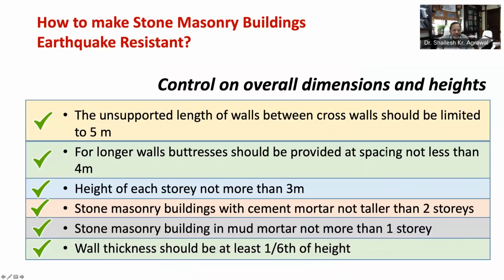The fourth feature is control on overall dimensions and heights. The unsupported length of walls between cross walls should be limited to 5 meter. For longer walls, cross support raised from ground level called buttress should be provided at a spacing not more than 4 meter. The height of each story should not exceed 3 meter. In general, stone masonry buildings should not be taller than 2 stories when built in cement mortar and 1 story when built in lime or mud mortar. The walls should have a thickness of at least 1/6 of their height.